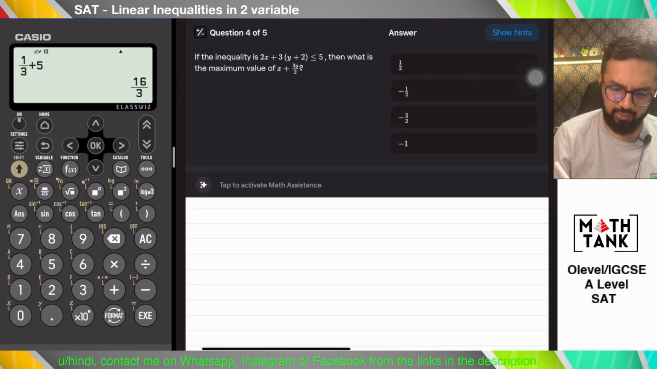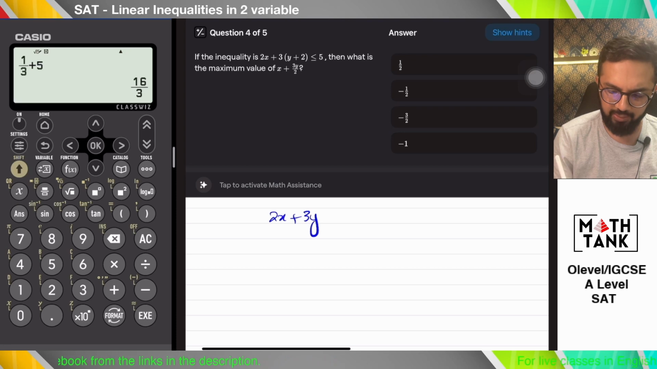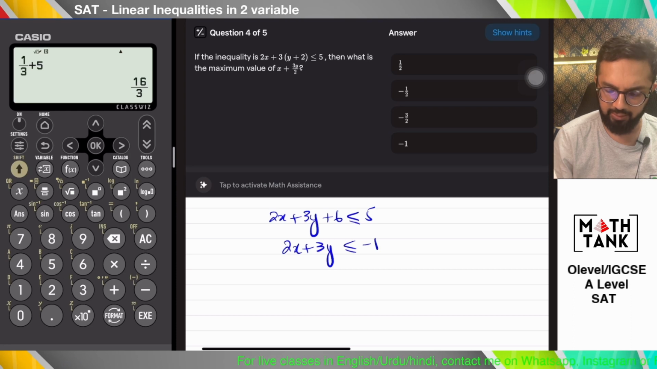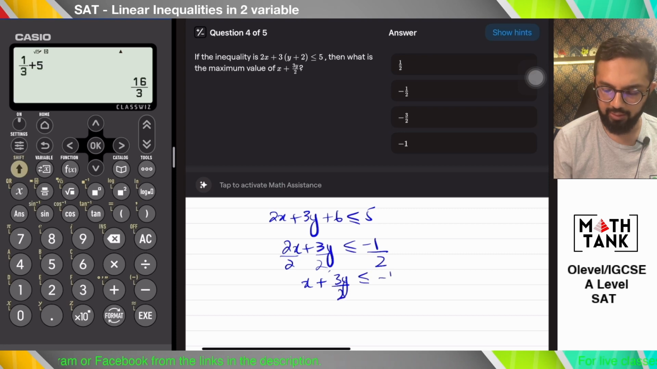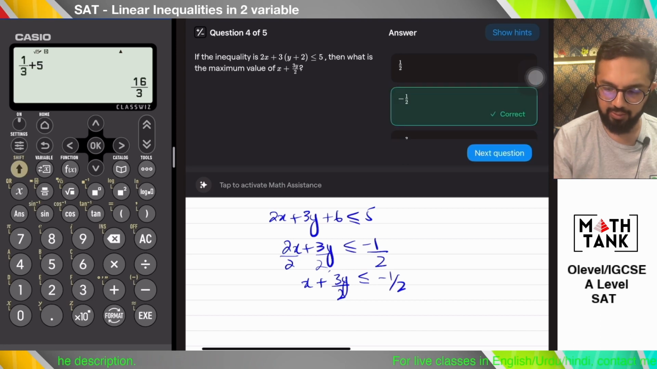Okay, what is the maximum value of this? So I need to create this expression. Okay, 2x plus 3y plus 6 is less than or equal to 5. 2x plus 3y is less than or equal to minus 1. And if I want to create this expression, I'll have to divide everything by 2. So I get x plus 3 upon 2y is less than or equal to minus half. Then what is the maximum value? So the maximum value is minus half.